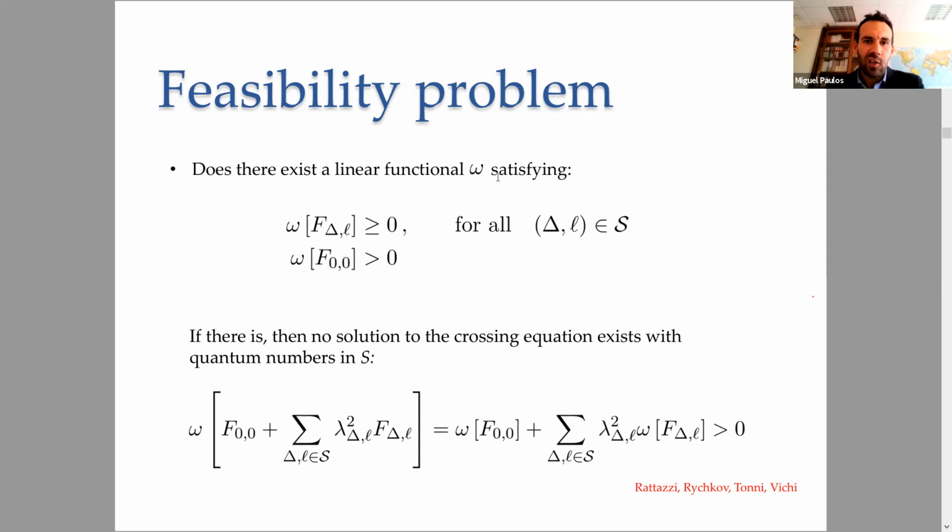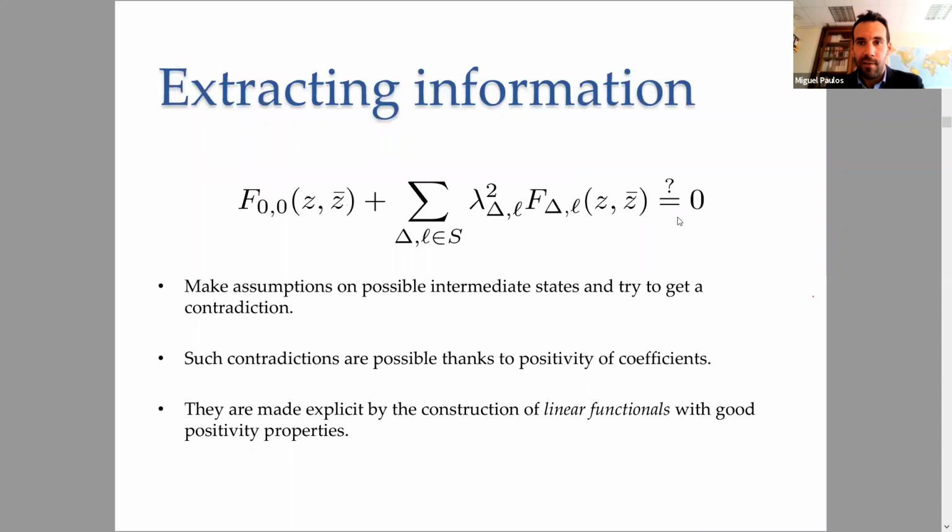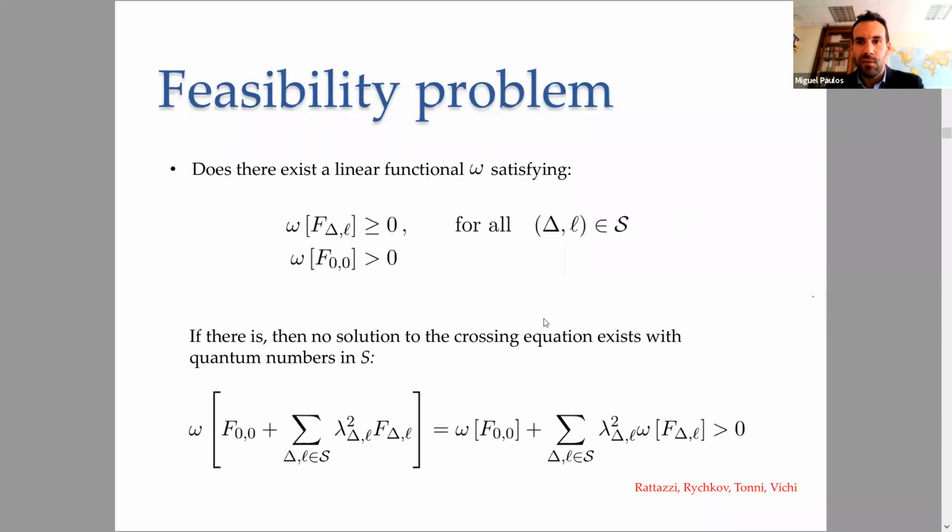If any such functional exists satisfying these constraints, then it's easy to see that there can be no solution to the crossing equation. Because this is the left-hand side of the crossing equation. We act with the functional here. It's a linear functional, so it just goes through. Then you use these positivity conditions, and you find that it's strictly positive, and so it can never be zero. So this is the feasibility problem. Once you restrict this set, if you can find this functional, then you rule out that set. Questions about this?